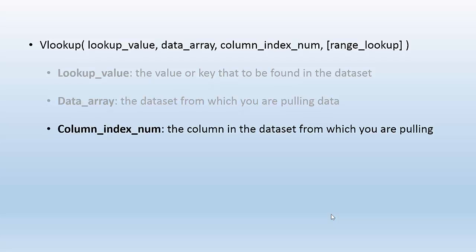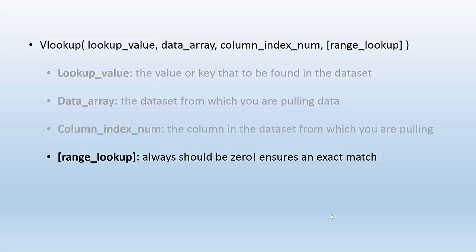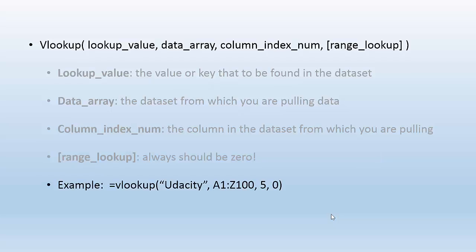The column index number is the column in the dataset from which you're pulling, so if you want the data from the fifth column over, then this should be 5. The range lookup should always be 0. We're not going to go into the details here, but this ensures that you have an exact match of your key. And this is a simple example of what a VLOOKUP would actually look like in Excel. Udacity being the lookup value, A1 to Z100 being the data array, 5 the column index, and 0 the range lookup.